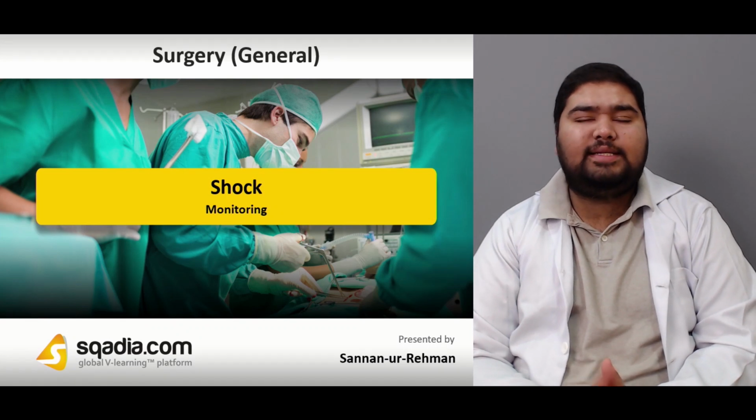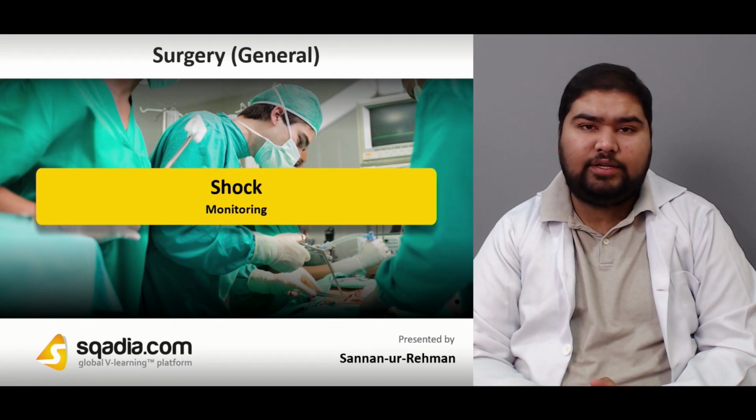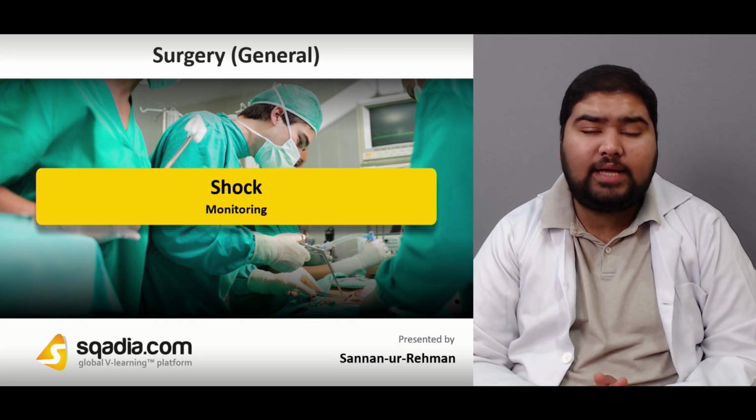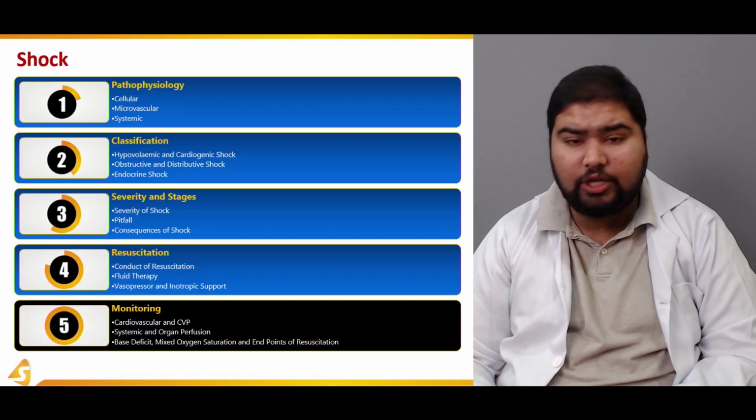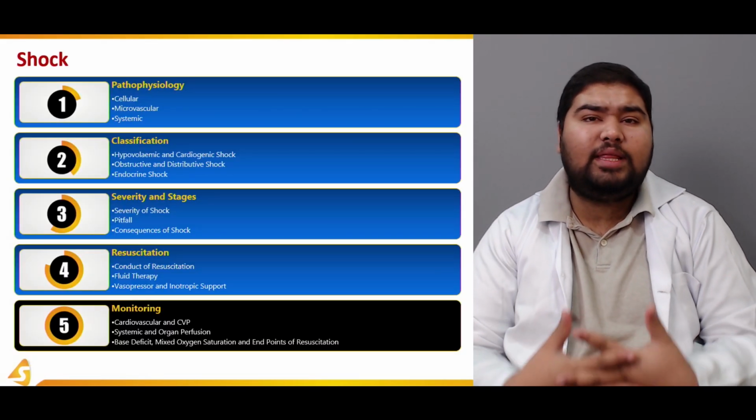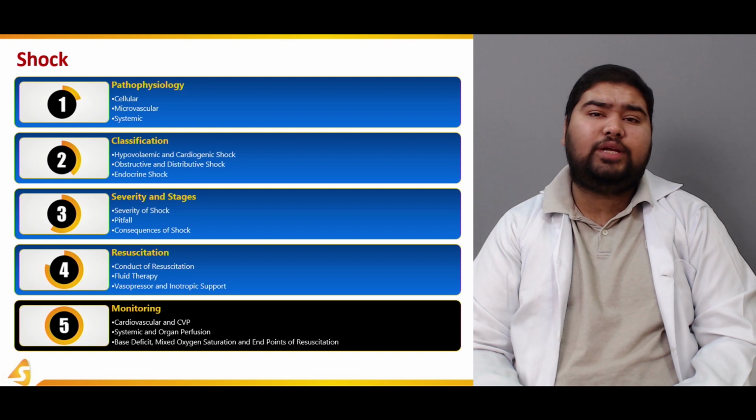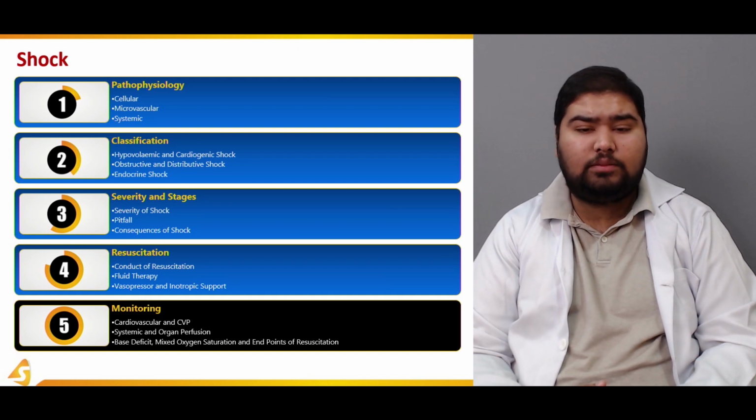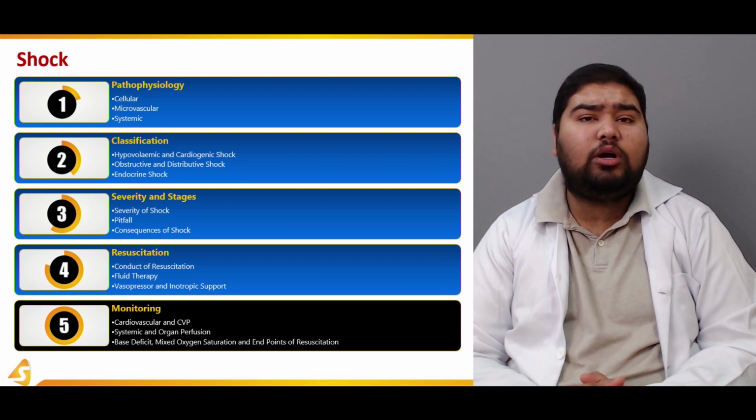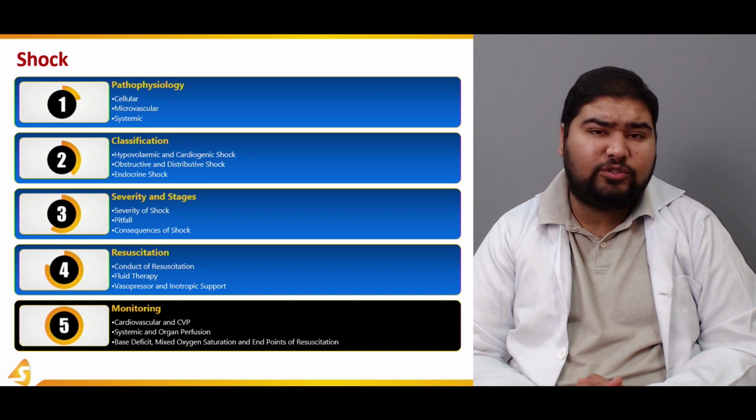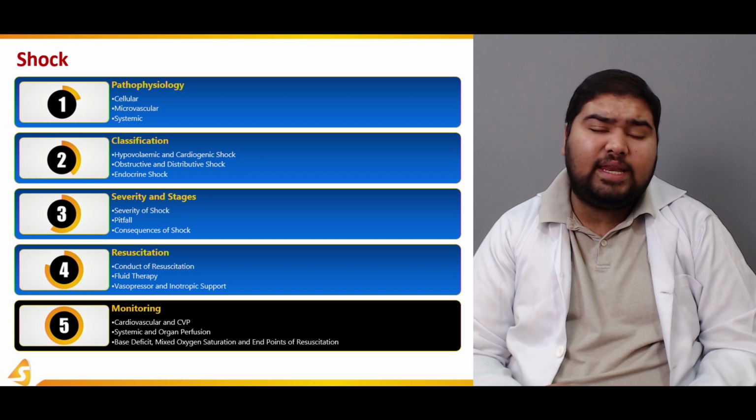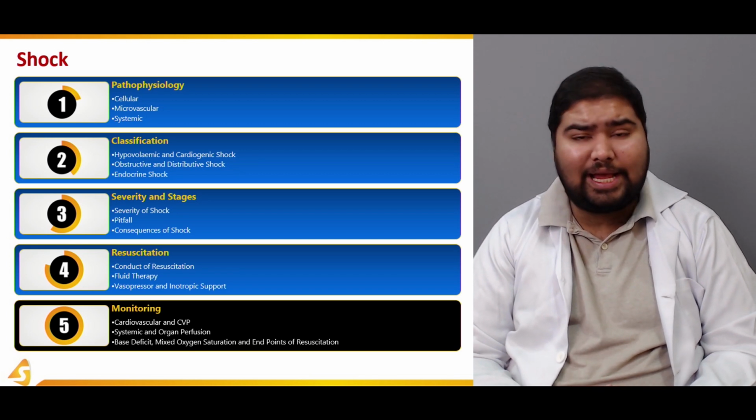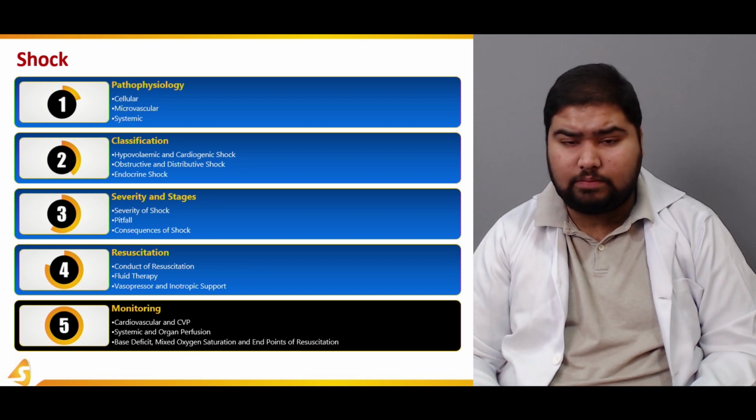So now you have resuscitated that patient. After resuscitation, you have to monitor that patient. In this section, we'll talk about monitoring of a patient with shock. We'll deal with the cardiovascular system monitoring, and then we'll talk about central venous pressures. After that, we'll talk about systemic and organ perfusion and how to manage that. Finally, we'll talk about various methods through which we can assess the efficacy of our treatment.